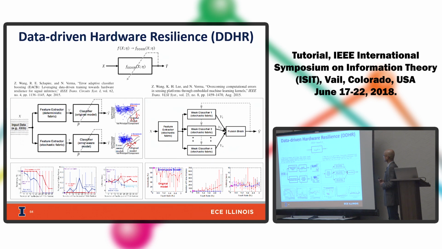Data-driven hardware resilience, this is the work of Professor Naveen Verma mentioned earlier, in which he adapts the function that needs to be realized. So you want to realize the function f, but because of errors, you're going to get some different function. You sort of adapt the function to minimize that difference, right? So this is data-driven hardware resilience.